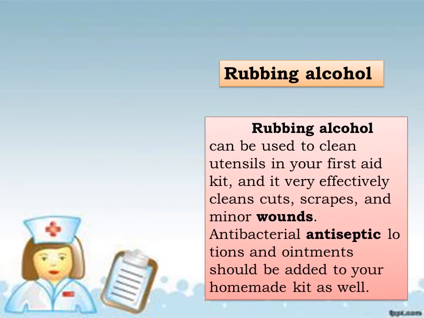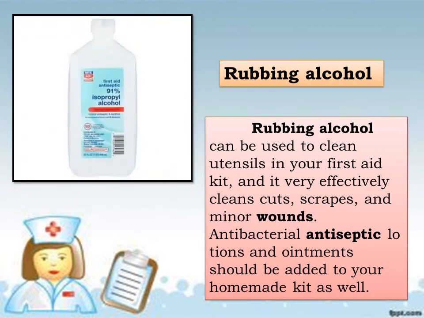Next, we have the rubbing alcohol. So, rubbing alcohol can be used to clean utensils in your first aid kit. It very effectively cleans cuts, scrapes, and minor wounds. Antibacterial, antiseptic lotions and ointments should be added to your homemade kit as well.